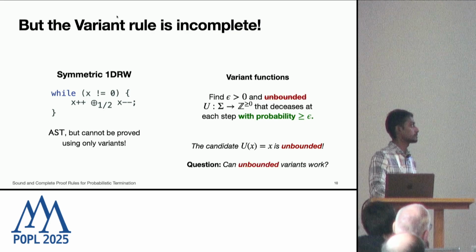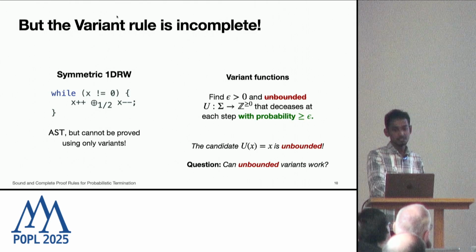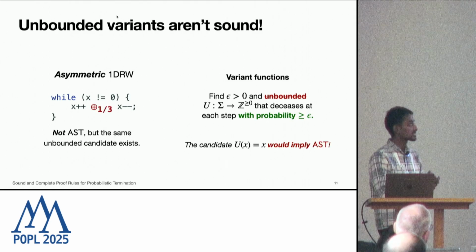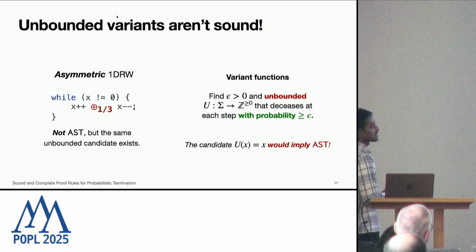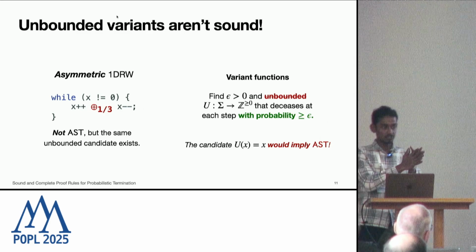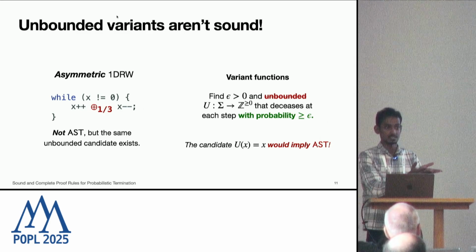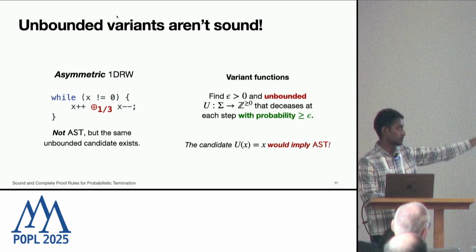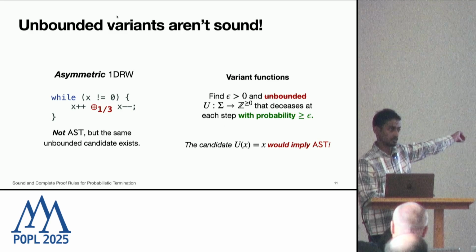Can we get away with an unbounded variant? Well, no, because unbounded variants are unsound. And this is, again, witnessed by the asymmetric random walker, for which this unbounded variant would actually imply AST, because it would still reduce, but with probability at least 1/3 at each execution step.